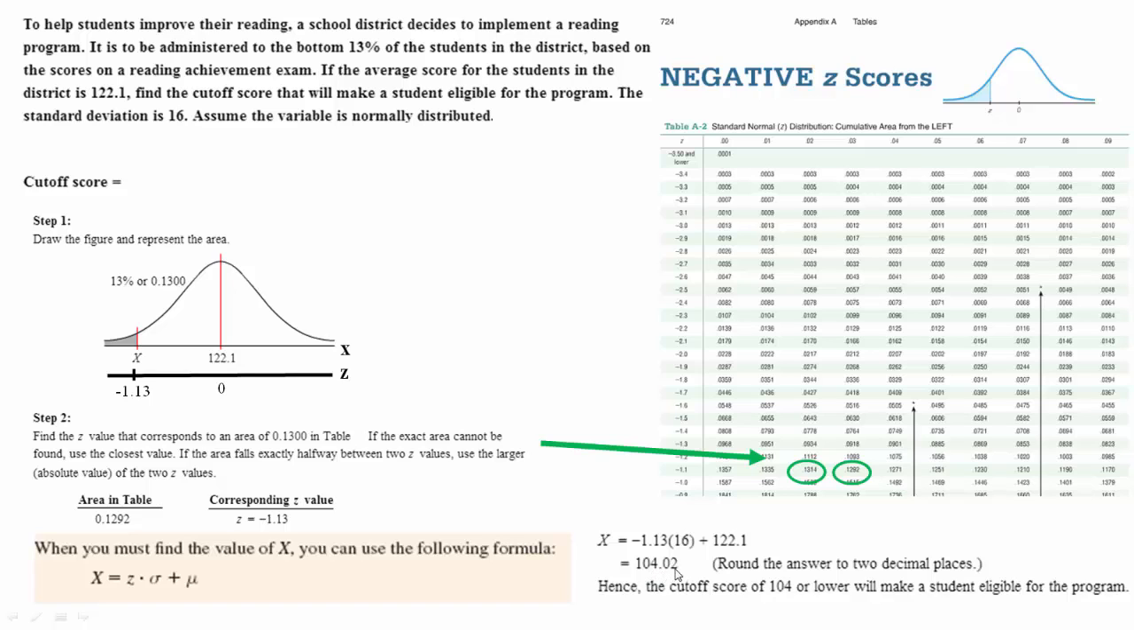So that tells us that in order for a student to be eligible for the program, the cutoff score has to be 104.02 or lower so that the student would be eligible for the program.